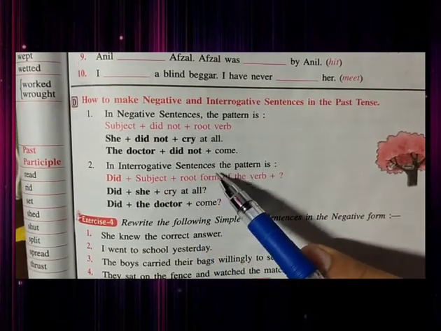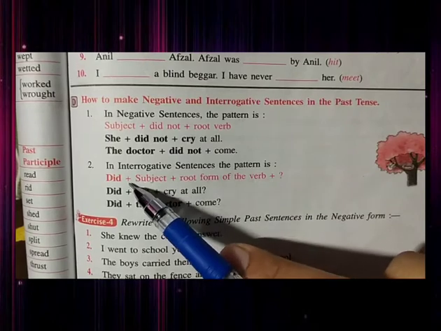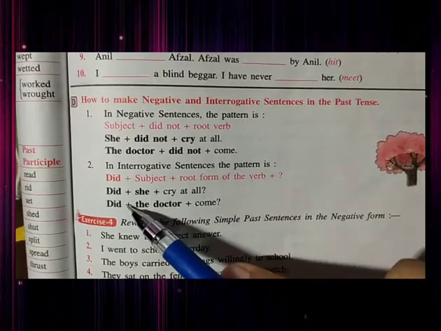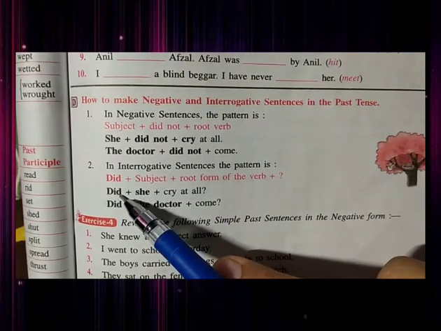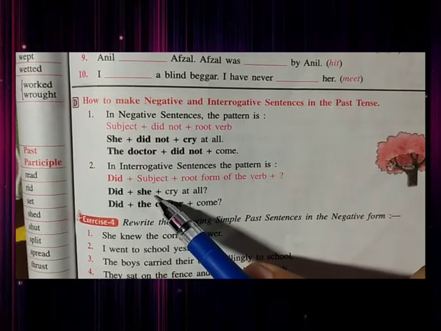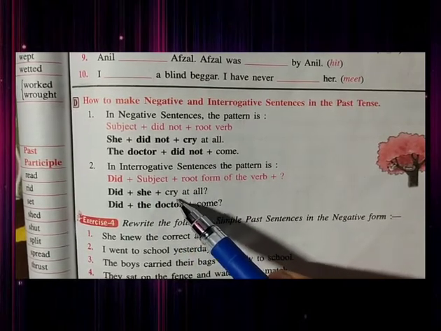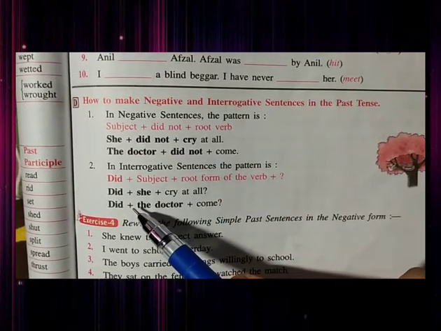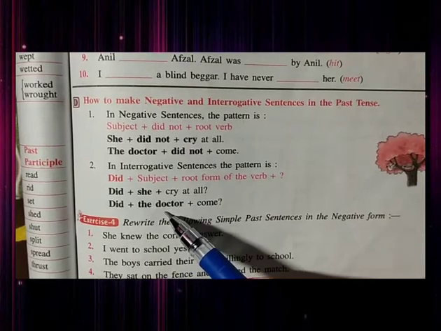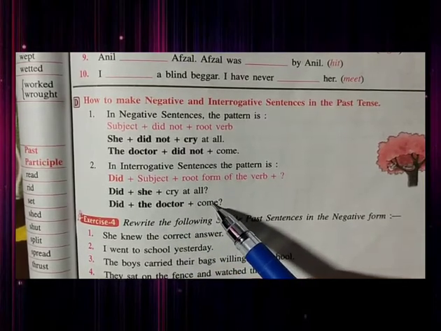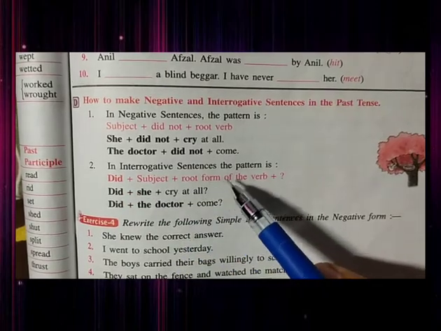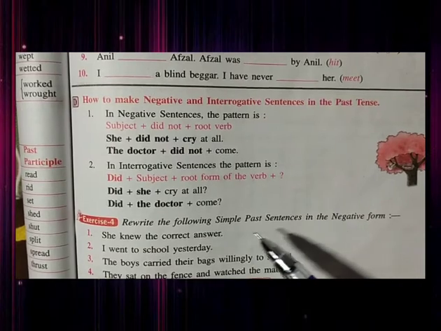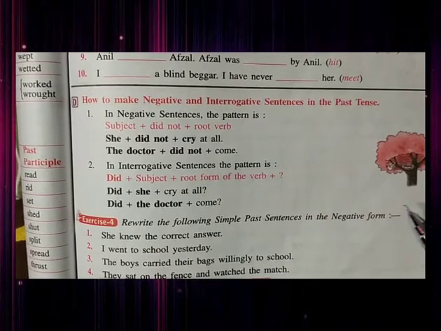And in interrogative sentences, the pattern will be did plus subject plus first form of the verb plus question mark. Like did is the questioning word, then she is the subject, plus cry means first form of the verb, at all, question mark. Here also did is the questioning verb, plus the doctor is the subject, and come, that is first form of the verb. So did she cry at all? Did the doctor come?